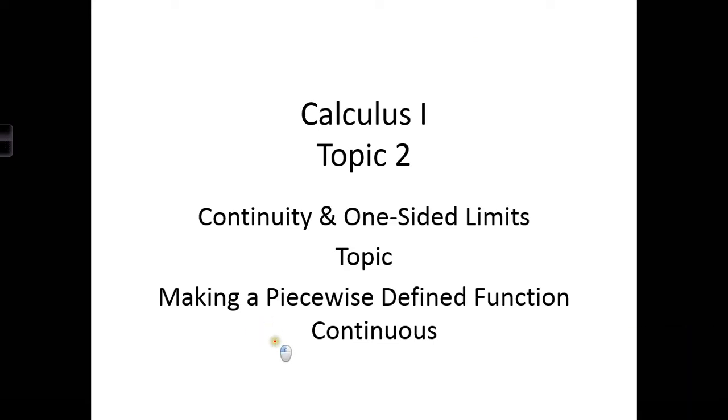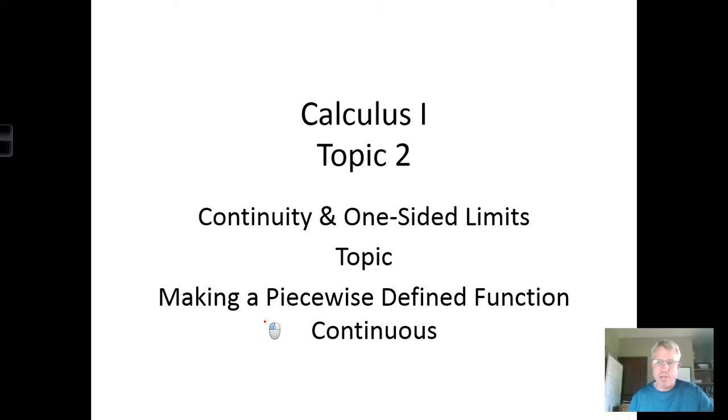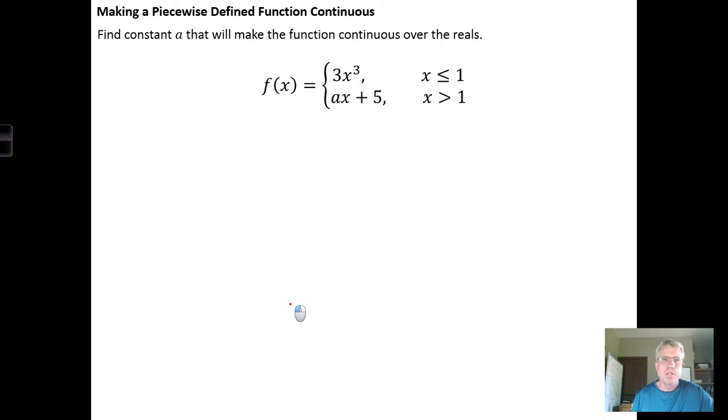So in this video, we're going to take a look at making a piecewise defined function continuous. In this example, it says find a constant a that will make the function continuous over the reals. And so we're given a piecewise defined function. It's defined in two pieces. Each piece is defined over a specific interval.